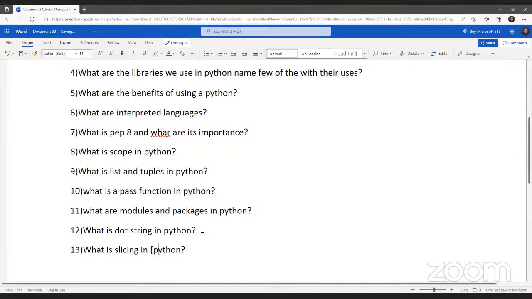what is slicing in Python? If anyone knows the answer, ping me in the chat box.